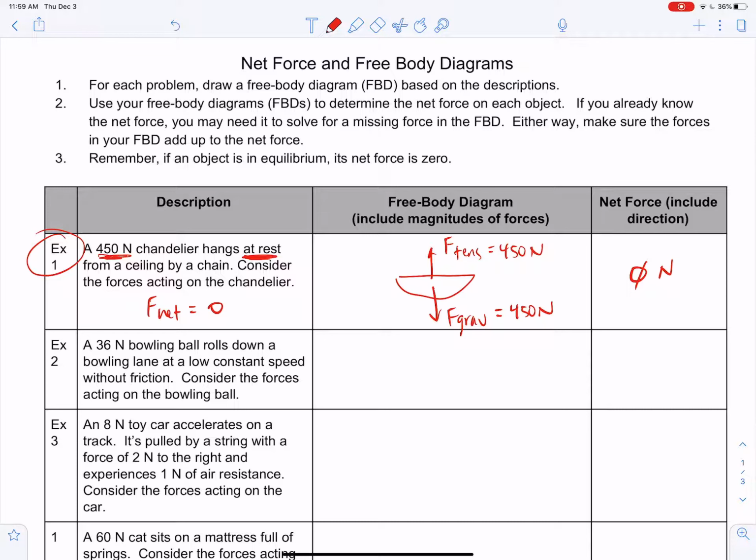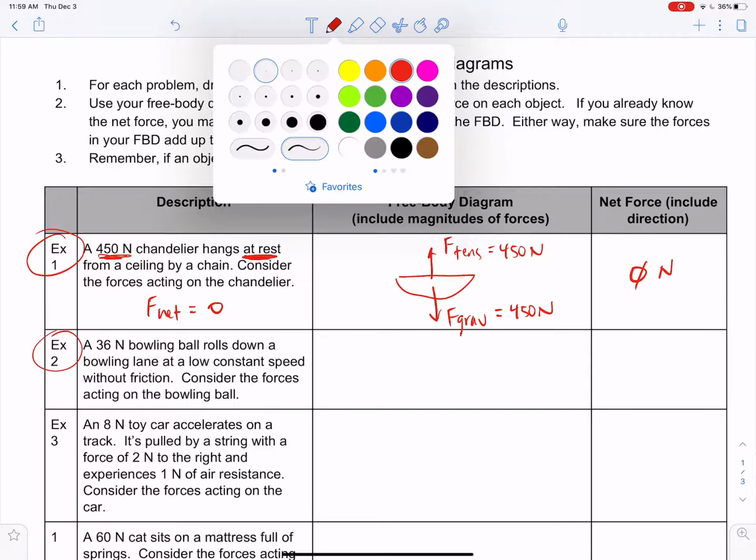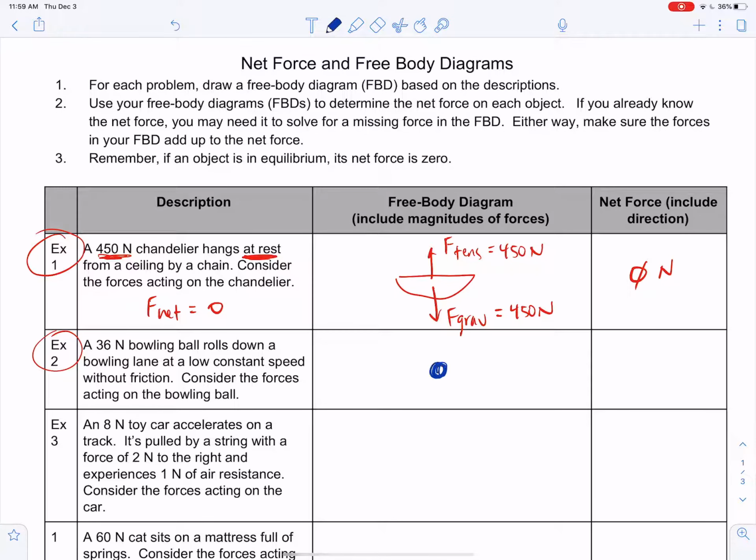What about example 2? Now a 36 Newton bowling ball rolls down a bowling lane at a low constant speed without friction. Consider the forces acting on the bowling ball. So here's my bowling ball. Right, usually rolling down a bowling lane, but I'm going to erase that bowling lane and replace it with the forces that it puts on it. So the bowling lane is going to act upwards with a normal force. That will be counteracting the force of gravity downwards.